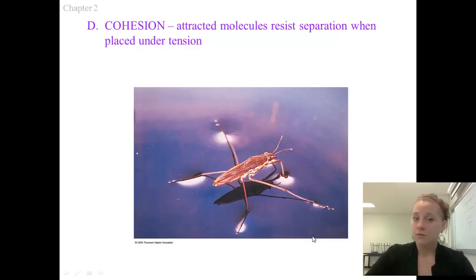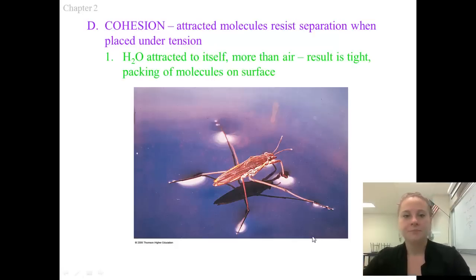And that also allows for all the little water bugs to be able to ping, ping, ping, ping, ping, right around the top, which is kind of cool. And since water is attracted to itself more than the air, you get this tight packing on the surface, and we get little buggers that can scurry right across.